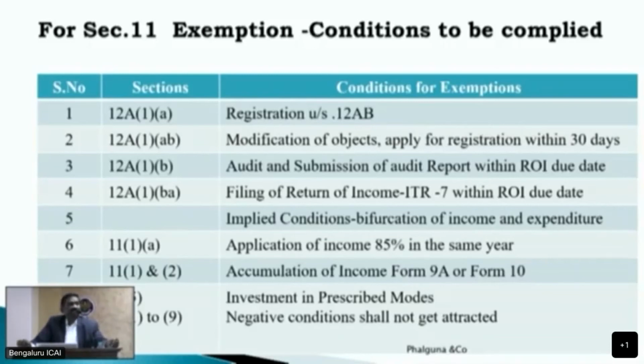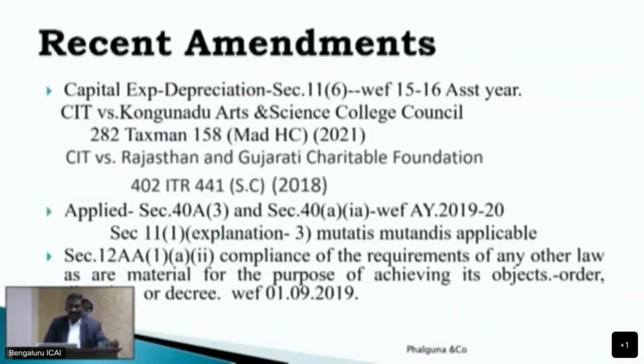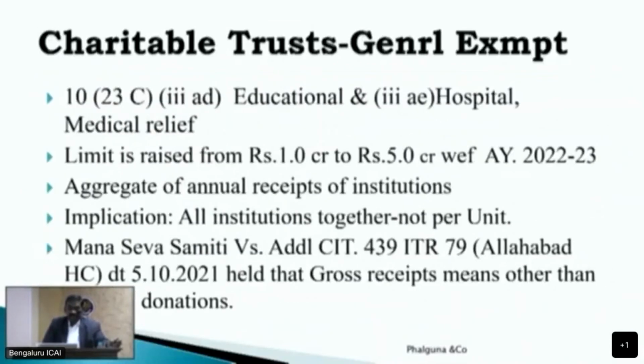So, section 13, 1 to 9, the negative conditions are there. Like this, you should do it. I have given all these things, the recent amendment and everything I have explained.